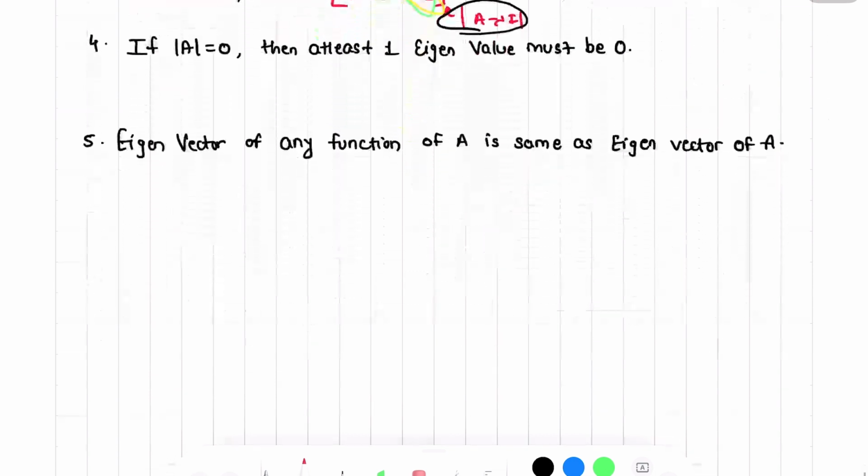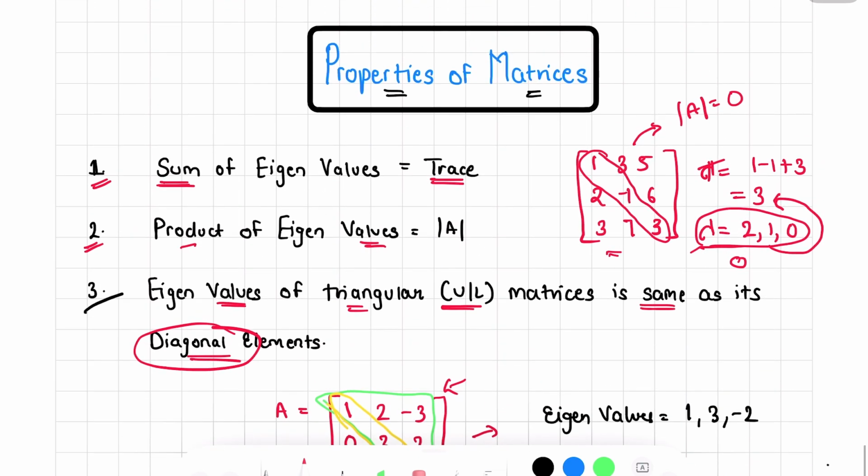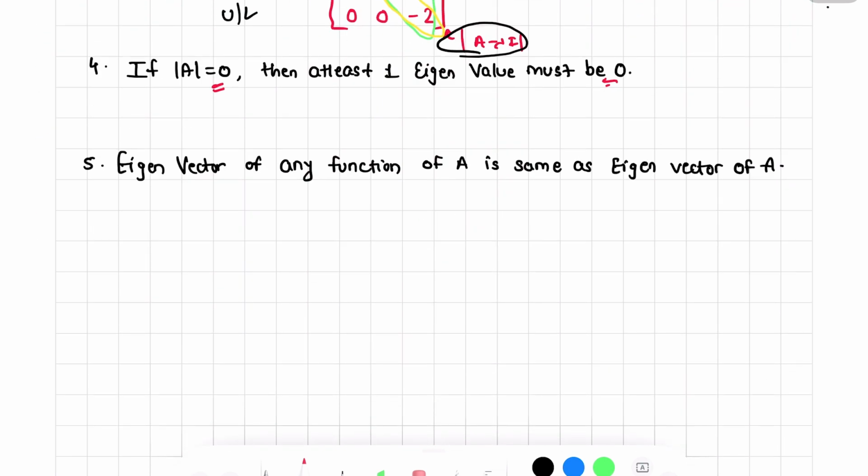Now property number 4 is that if the determinant of a matrix is equal to 0, then at least one of its eigenvalues must be 0. This can be easily verified, as we know that the product of eigenvalues is equal to its determinant. So if any one of the three, as we saw in this case, is 0, then the product becomes 0, hence the determinant also becomes 0. So if at least one eigenvalue is 0, then the determinant also becomes 0, and vice versa.